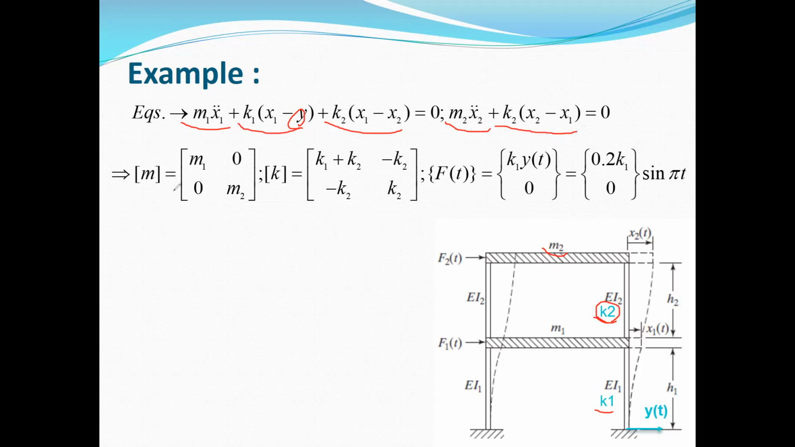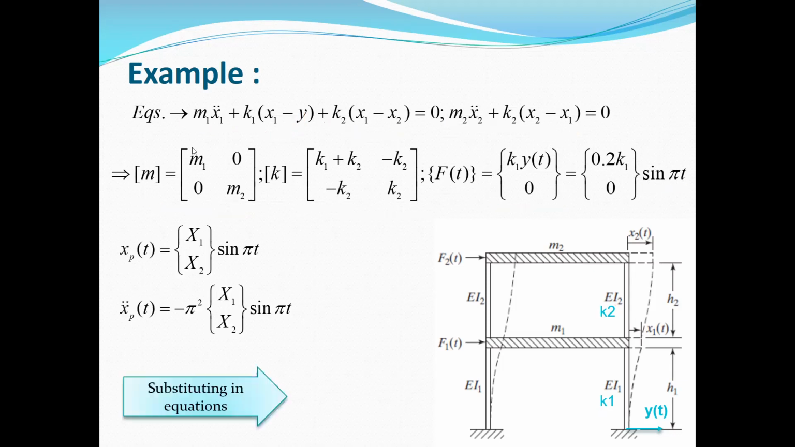If you write it in matrix form, you can see there is no dynamic coupling because matrix M is diagonal, and matrix K is a non-diagonal matrix. So we have static coupling. The external force F(t) is equal to K1 times y(t), or 0.2 times K1 times sine pi t. As I told you, from now you can use the previous method to obtain the response for this system, or you can use the Laplace transform.